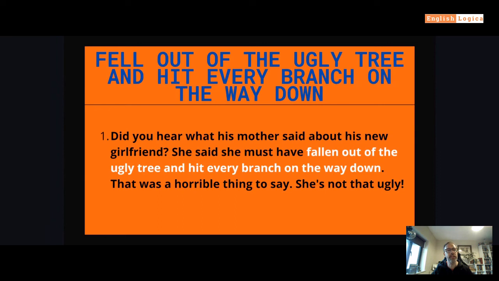And this long idiom then, fell out of the ugly tree and hit every branch on the way down. You won't hear people using this a lot, but it's well known. So our example then, did you hear what his mother said about his new girlfriend? She said she must have fallen out of the ugly tree and hit every branch on the way down. That was a horrible thing to say. She's not that ugly. Okay, so the idea with this one is that you're literally falling out. The branches are slapping your face as you fall, and you're getting uglier and uglier each time.